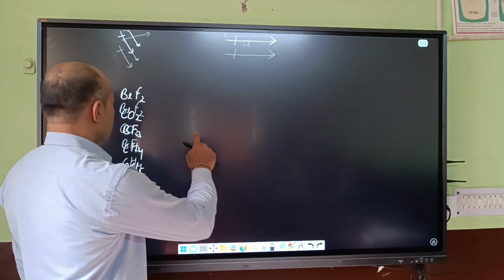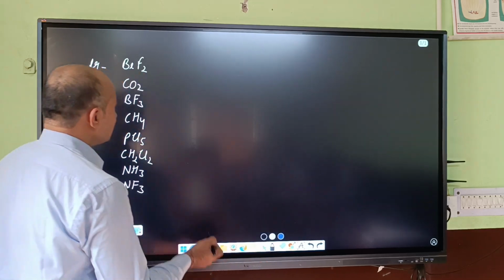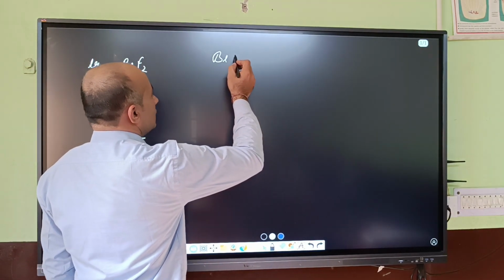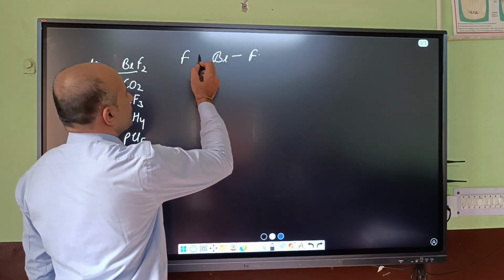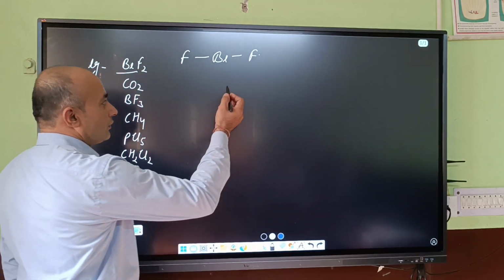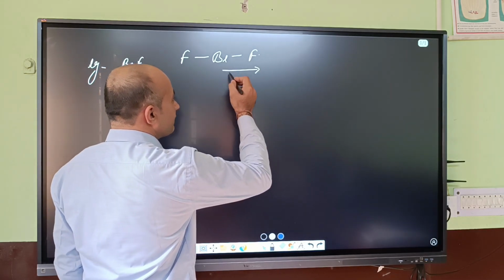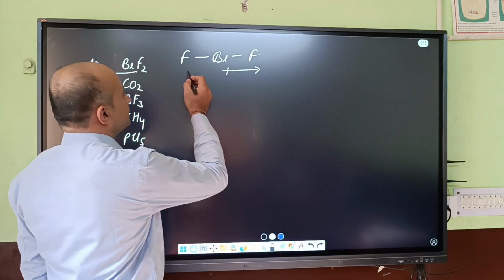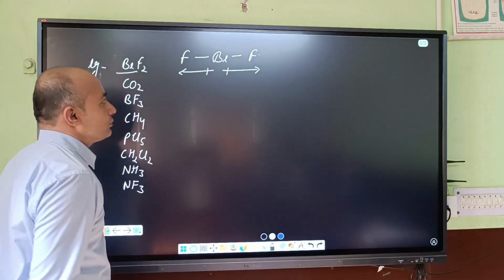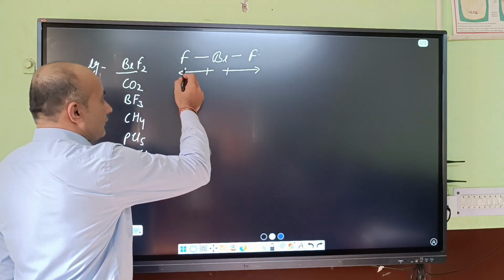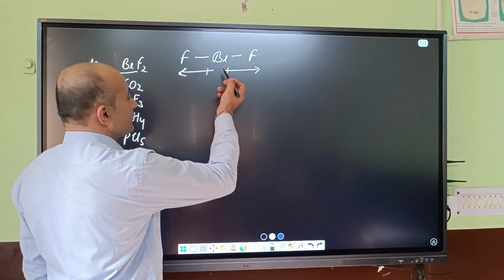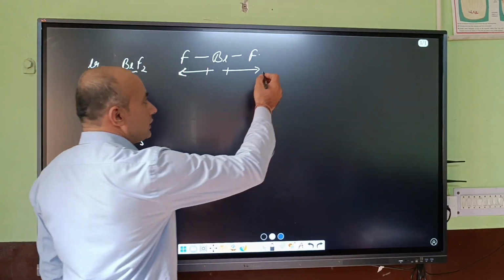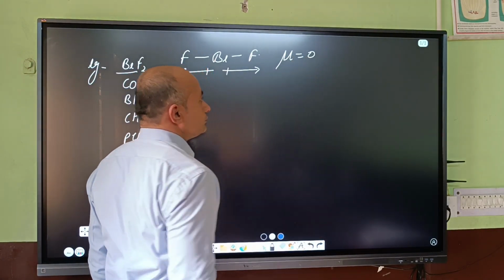Suppose these are the examples, right? The first example is beryllium difluoride, BeF2. Draw the Lewis structure of this molecule: beryllium, then fluorine, girls and boys. The direction of the dipole moment is toward the more electronegative element. In this molecule, fluorine is more electronegative than beryllium, right? The two fluorine atoms are in opposite directions, so they cancel each other out. The total dipole moment mu is equal to 0, right?